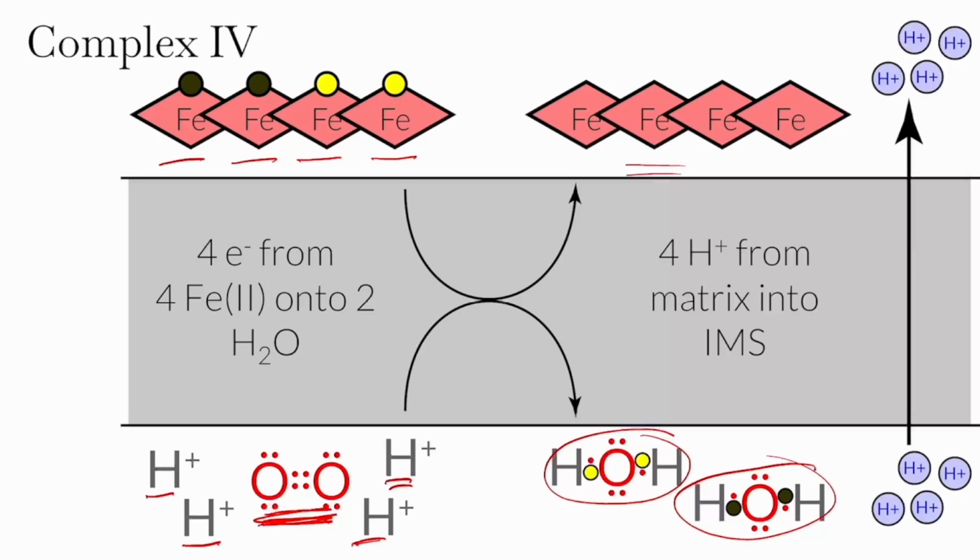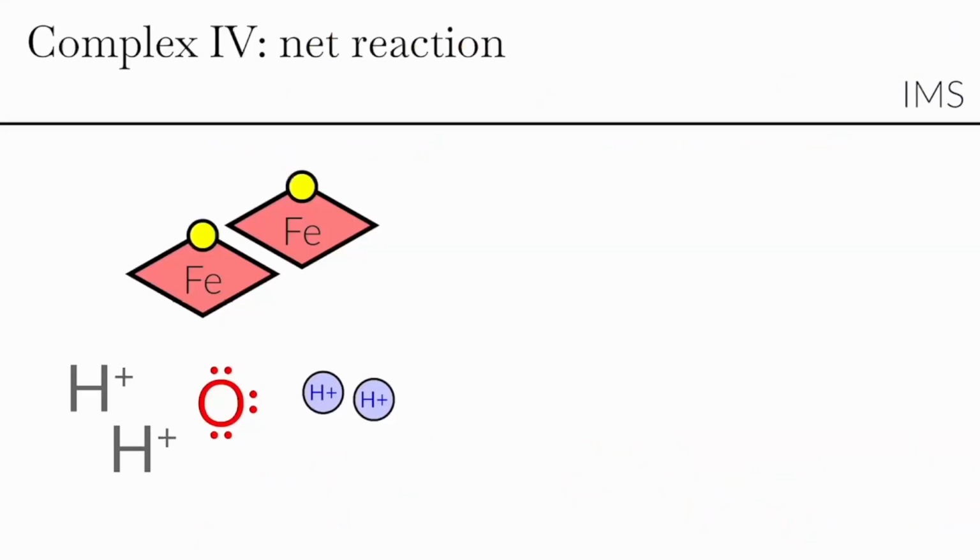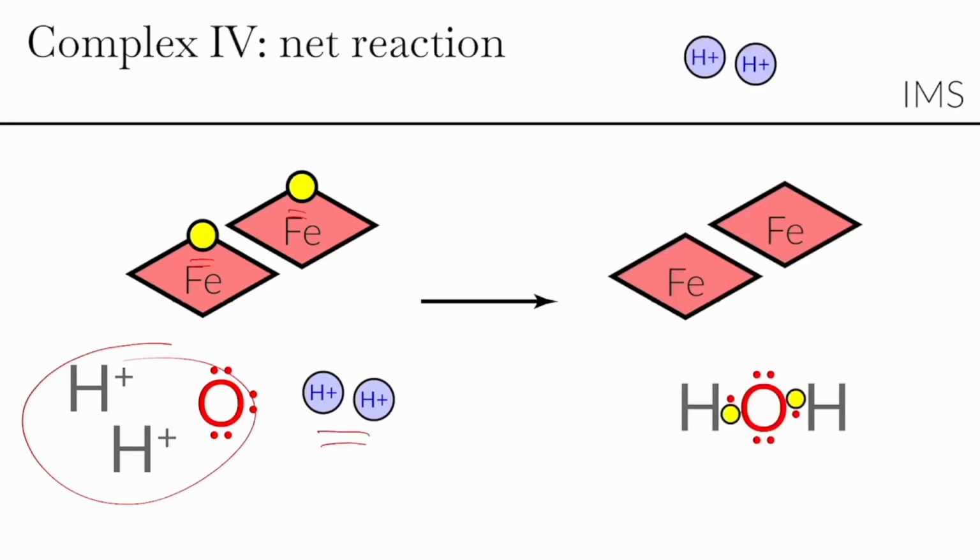The other part of this is we are going to move, by the magic of allostery, 4 protons from the matrix into the IMS as well. So if we think about the overall net reaction for complex 4, for 2 electrons, we're taking 2 cytochrome Cs with electrons. We're taking half of an oxygen and 2 protons, and we're grabbing 2 protons from the matrix. We're moving those protons into the IMS. We're oxidizing our cytochrome Cs, and we're generating a water.